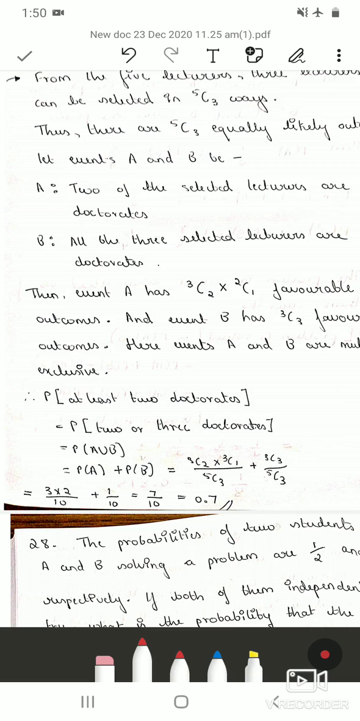So these are mutually exclusive. Therefore the intersection term is 0. The probability of A union B would be the probability of A plus the probability of B. We had seen it in the addition theorem for mutually exclusive events. So we know the probability of event A, as M over N, is 3C2 into 2C1 divided by 5C3, plus the probability of B, which is 3C3 divided by 5C3. Simplifying, we will get the probability of getting at least 2 doctorates as 0.7.